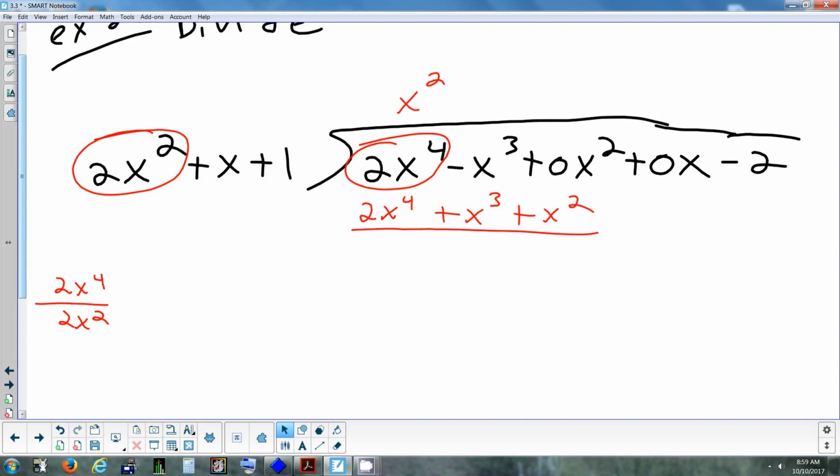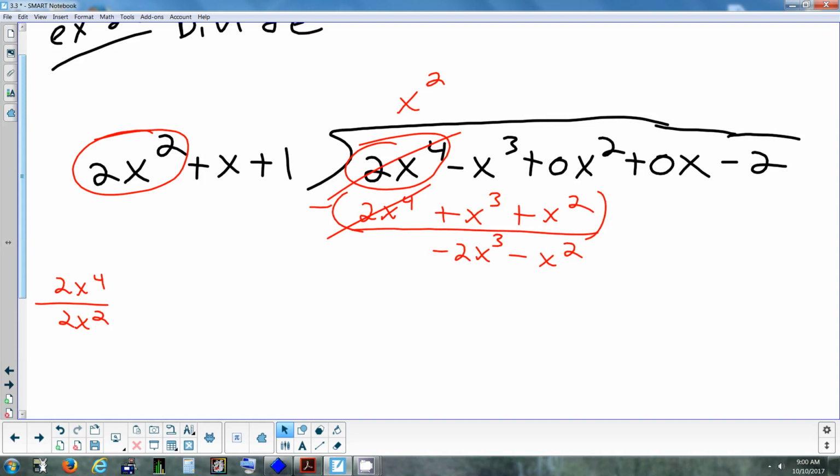And Leo, what am I going to do now with all those numbers in the columns? Subtract. Yep, 2x to the 4th minus 2x to the 4th is gone. Negative x cubed minus x cubed. Sam, what's that going to be? Negative 2x cubed. Unfortunately, this is the kind of process where if you mess up one sign, the whole thing comes out wrong. But negative x cubed minus x cubed is minus 2x cubed. And then 0 minus x squared is minus x squared.